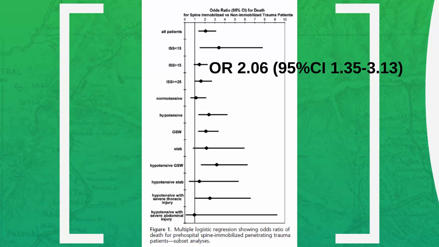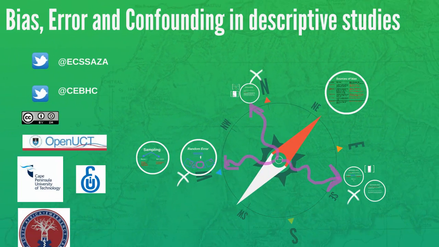So if you look at the study, yes, they had some selection bias, they might have had some measurement biases. Doesn't look like there's any measurement error. They had a massive sample size of thousands. They did adjust for confounders, but not all of them. But I think we can be relatively certain that spine immobilization in penetrating trauma actually does cause more harm than good when it comes to mortality. And that is confounding, error, and bias when it comes to descriptive studies. And that's a bit of a nutshell.